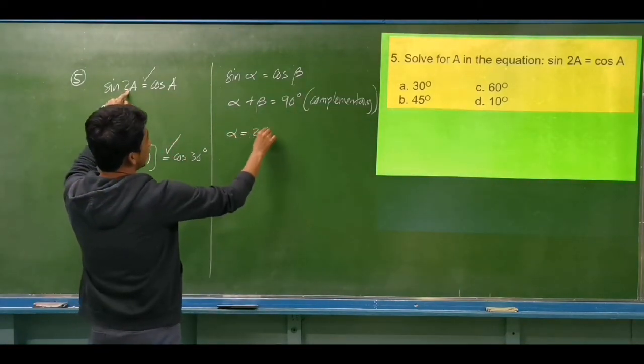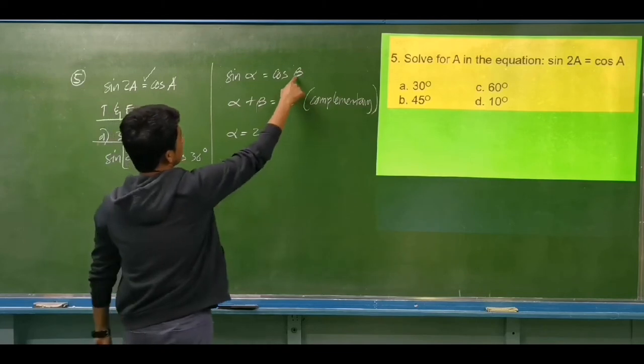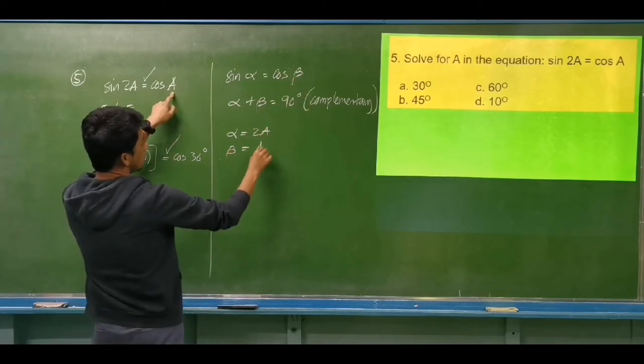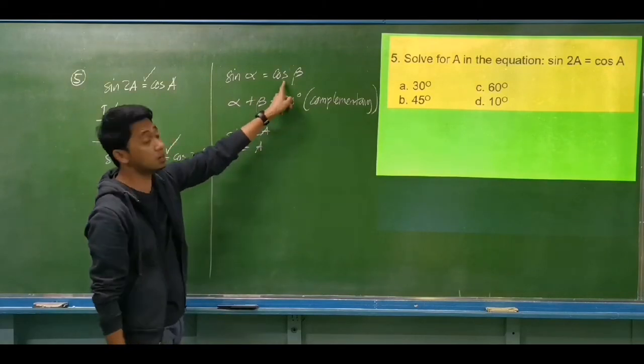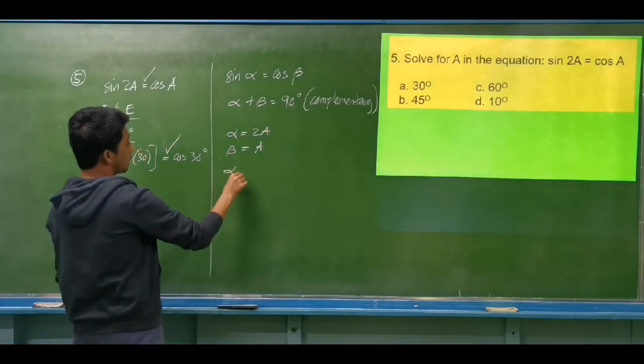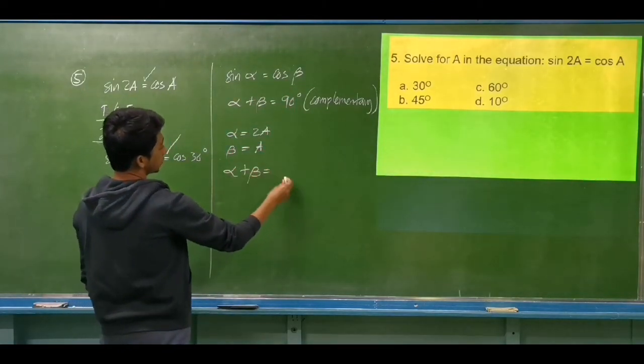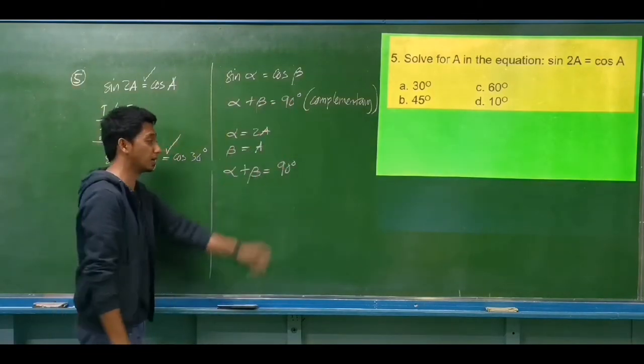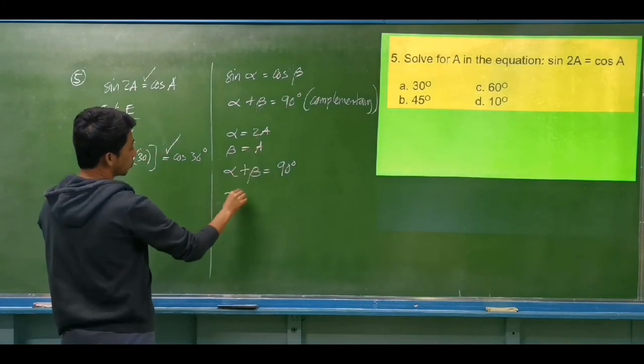Ang alpha is 2a. Ano yung equivalent ng beta natin? The beta is yung angle ng cosine. This is a. Anong sabi natin kapag sine at cosine? Okay, the alpha plus beta is always equal to 90 degrees. Pero tingnan na, sine at saka cosine lang. So ano yung alpha? We have 2a.